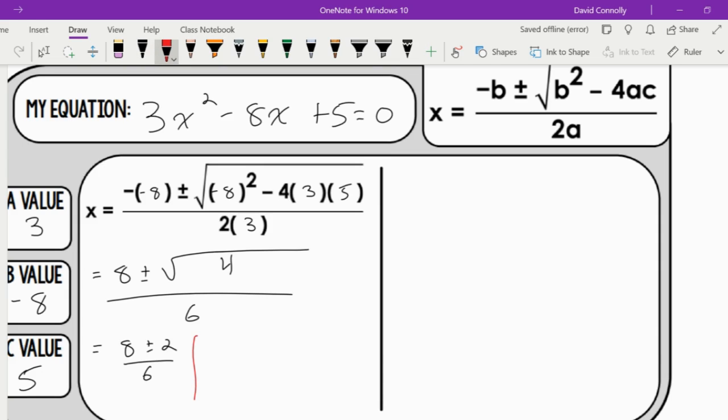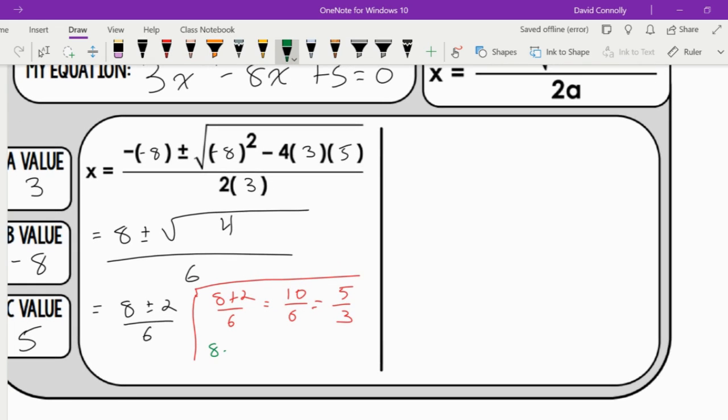And then I'll go ahead and split those up. This becomes 8 plus 2 over 6. We get 10 over 6 becomes 5 over 3. Or 8 minus 2 over 6, we get 6 over 6, or 1. And that's it. That is both of our answers.